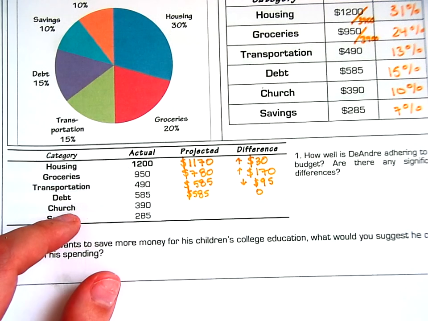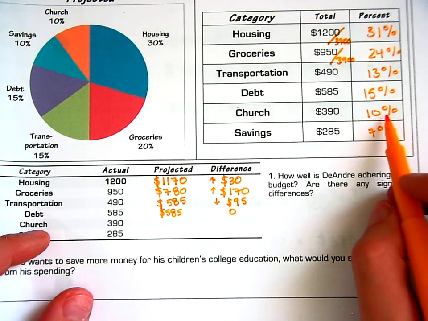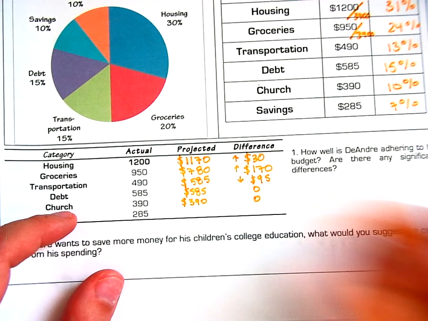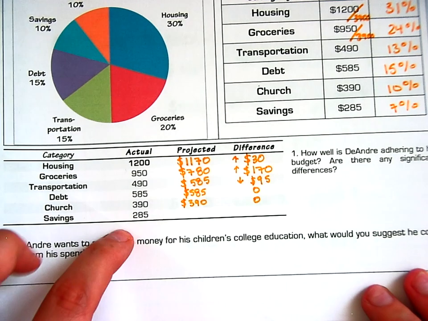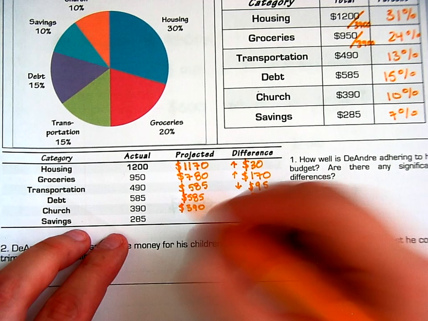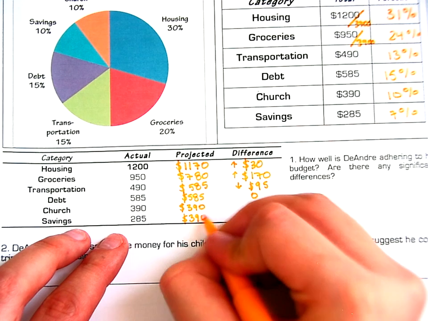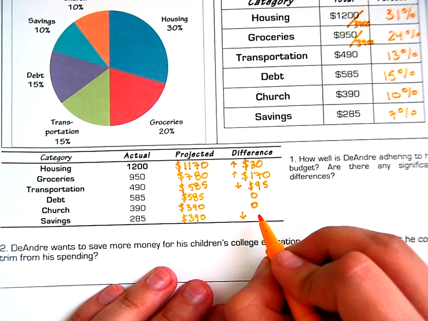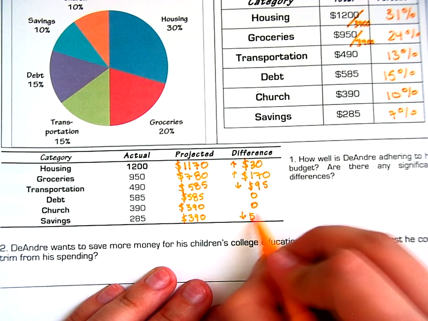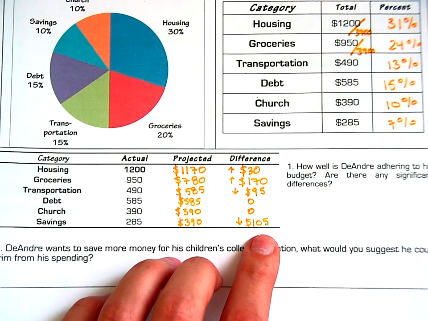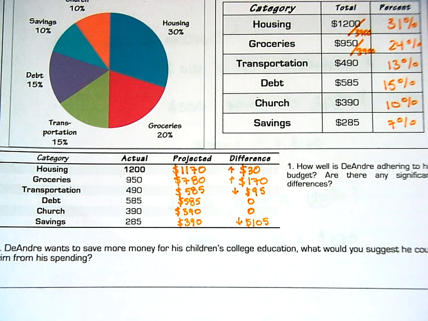Church, he planned to spend 10%, and that's actually what he spent. So again, we get to write the same amount, $390, zero difference. And then savings, he planned to spend 10%, and if we find 10%, that's $390. And so he was under budget by $105. And that's not a good thing. You want to put as much into savings as you can. Okay, so let's answer these last questions.